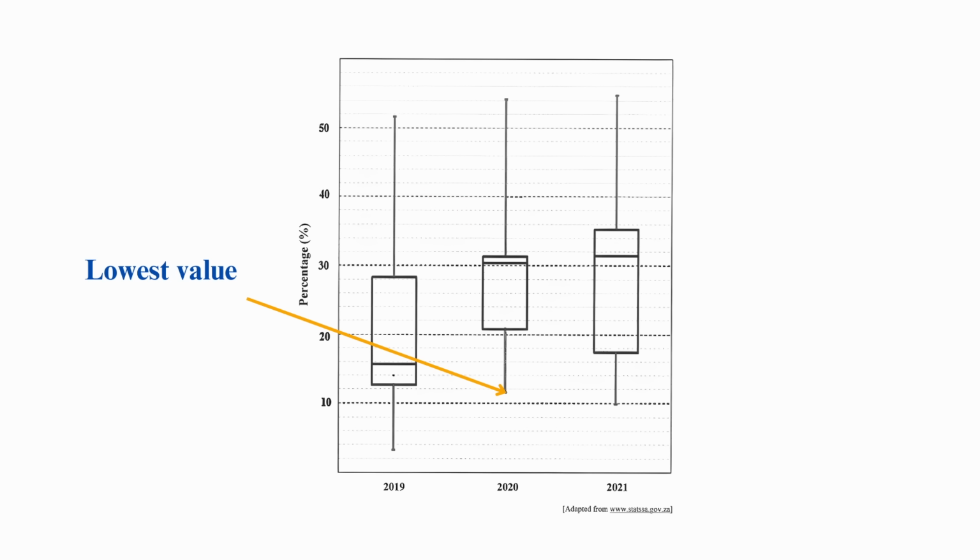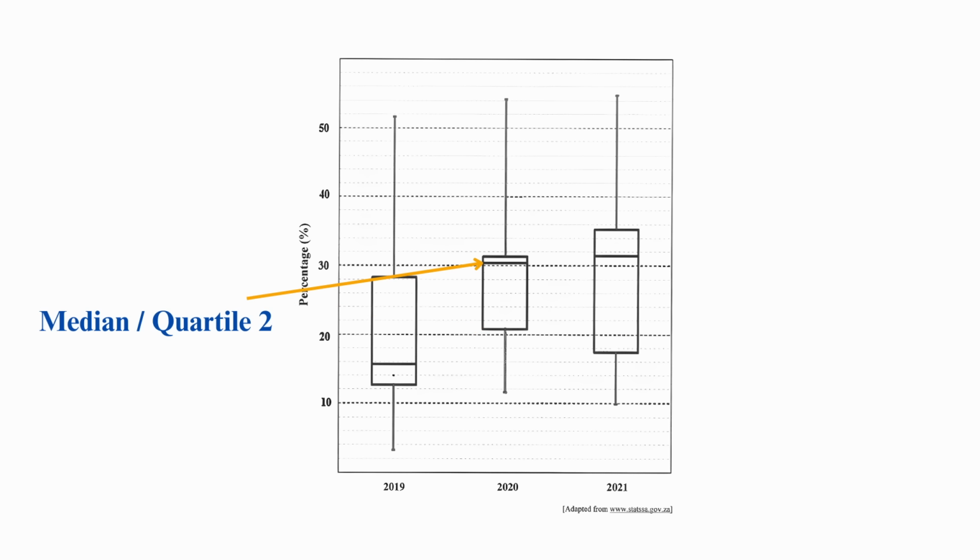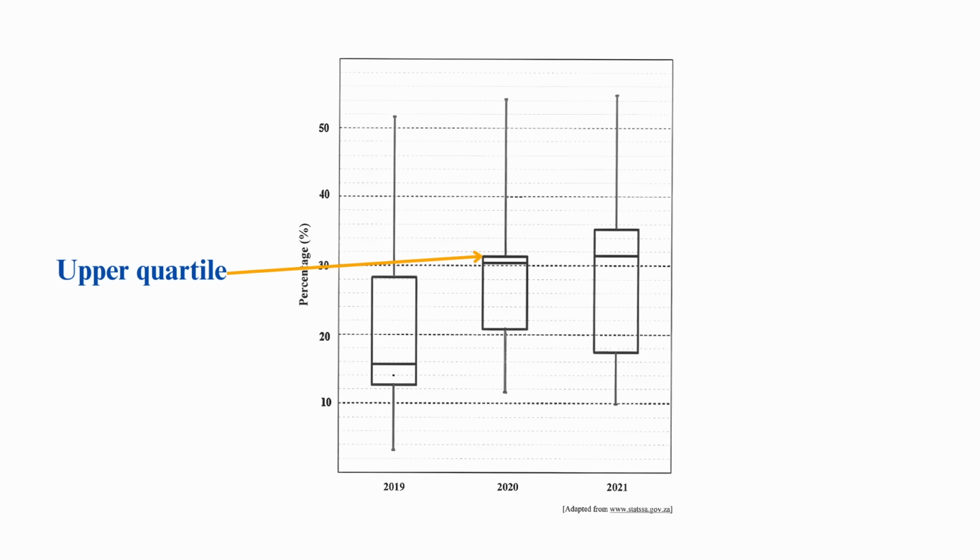This point of the box and whisker plot represents the lowest unemployment rate. This line represents the lower quartile or quartile 1. This line represents the median or quartile 2. This line represents the upper quartile or quartile 3. And this point represents the highest unemployment rate. So the lower quartile for 2020 can be read off the box and whisker plot as approximately 21%.